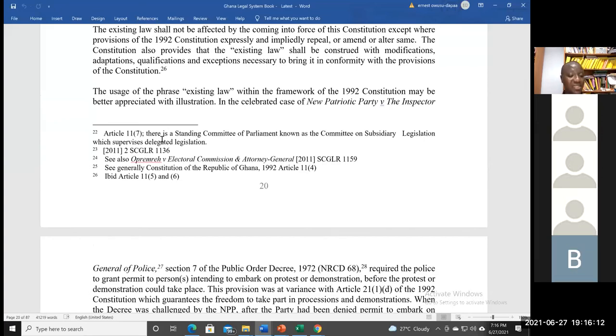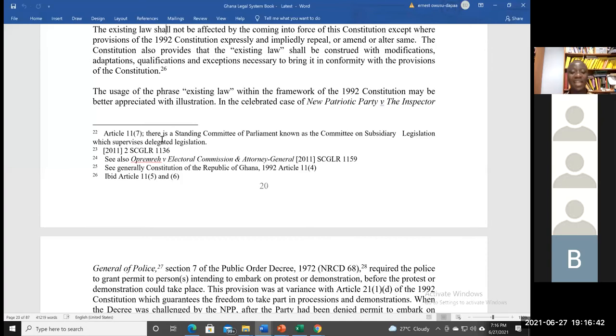It has to be compliant with the 1992 Constitution, meaning that it must be in consonance with the letter and the spirit of the 1992 Constitution. And we see the very well-known case of the IGP case, NPP versus the IGP, if you remember that, concerning the Public Order Decree. Public Order Decree 1972 is an example of existing law.